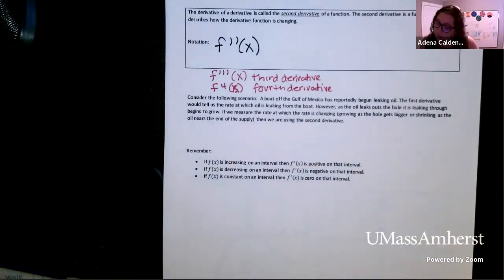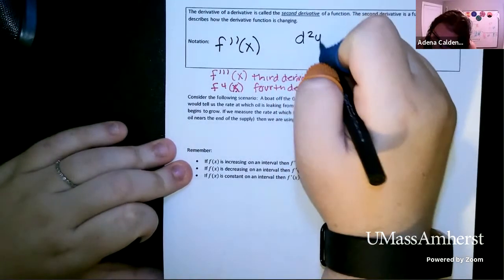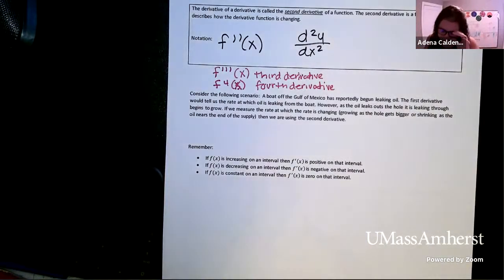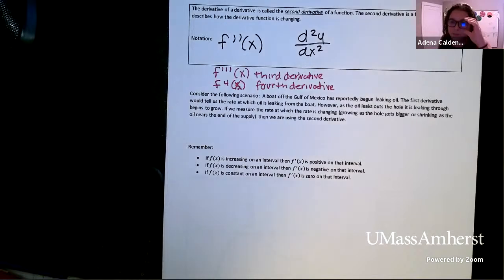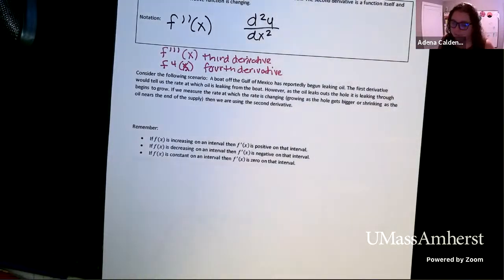Okay, so the second derivative for Leibniz notation, you end up with something that looks like this. So again, the twos indicate that we're taking the second derivative of the function, right? And so that's what the notation is going to look like when we're talking about the second derivative.